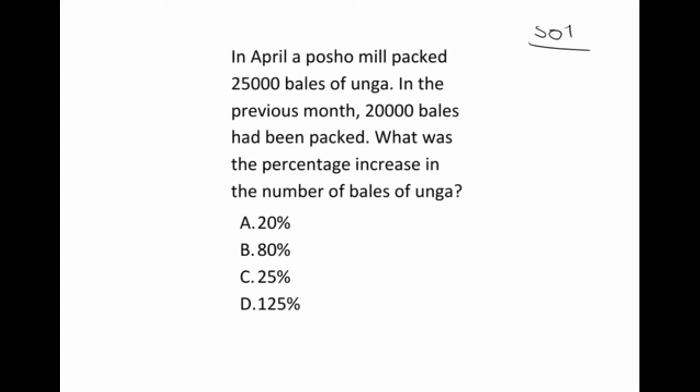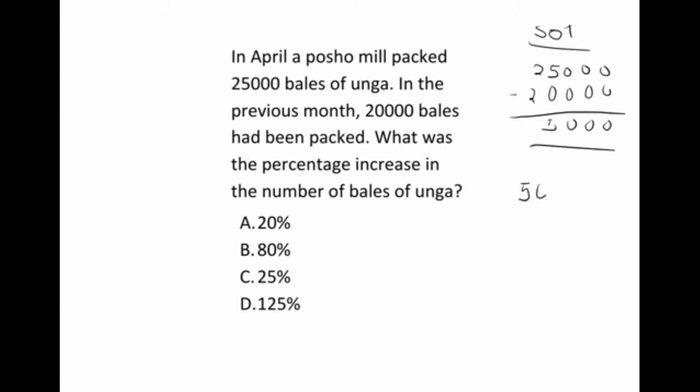We are told that the bales of unga which were packed in the month of April are 25,000. Then we are told that the previous month they had packed 20,000. First, we get the difference between 25,000 and 20,000. Therefore, we shall have 25,000 minus 20,000. This will give us 5,000.